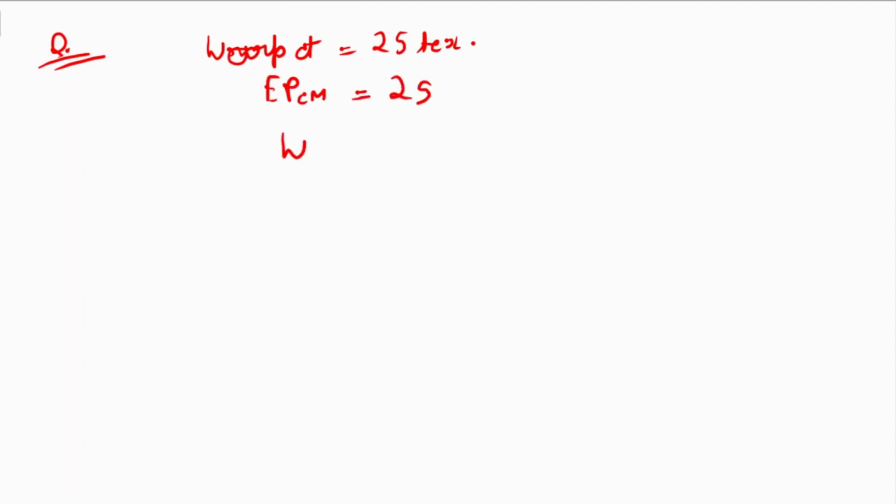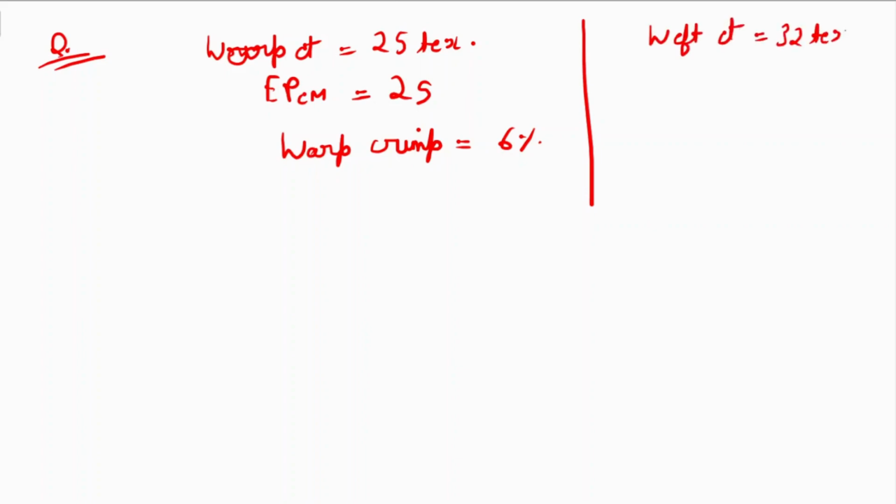Now, one more question for the things that we have discussed till now. Suppose warp count is given as 25 tex, EPCM is 25, warp crimp is 6%, weft count is 32 tex, picks per centimeter is 15, and weft crimp is 8%. Then you have to find the total GSM of the fabric.